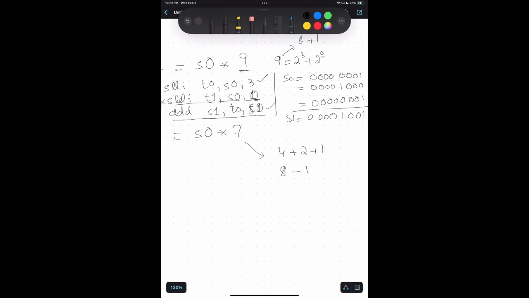Any questions? Yeah, the last command would be sub. Sub, yes, exactly. If you are following this way, you will end up using the sub instruction. Sub with what? T0, S0.